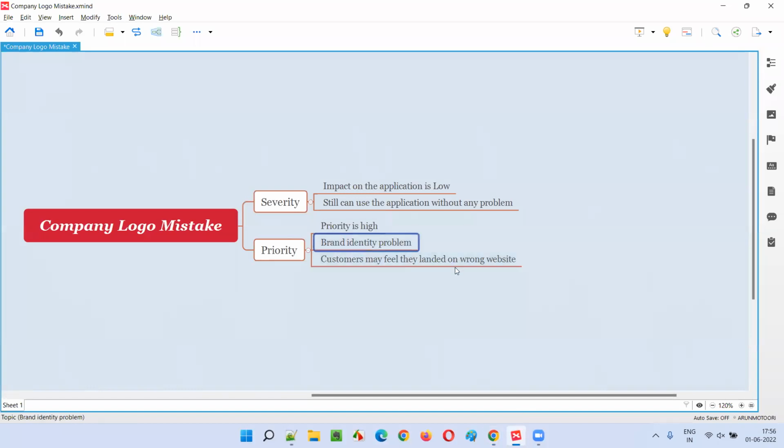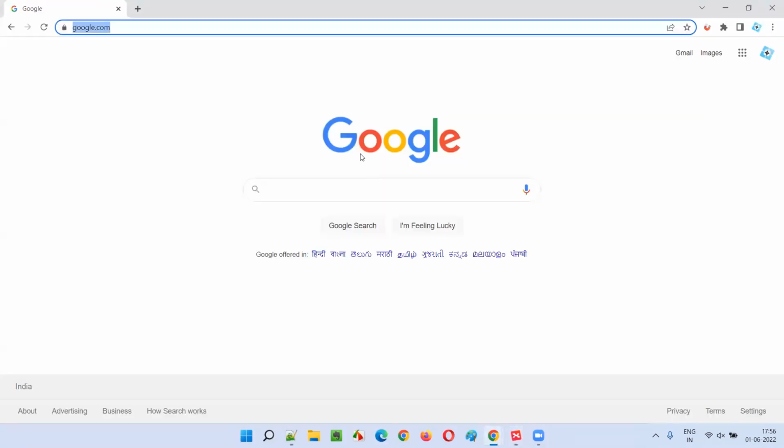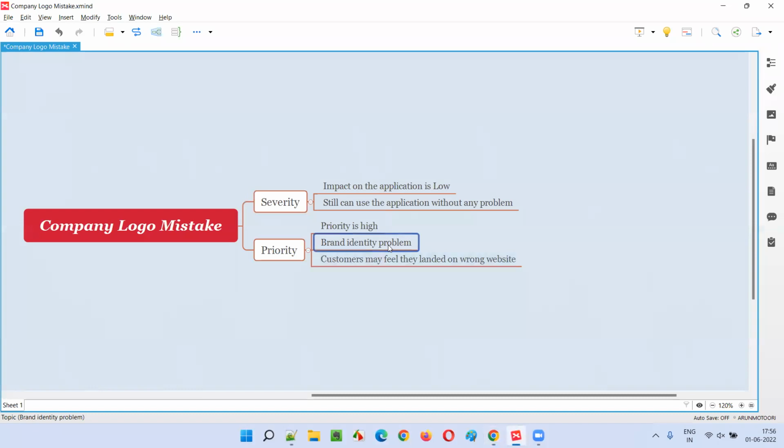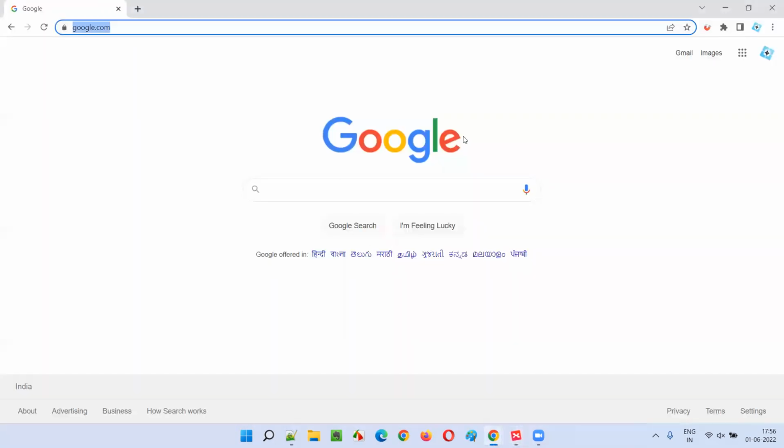So a brand identity problem will come. That means you will not be able to identify whether you are on a proper website or not. That is a brand identity problem, guys. So customers who are trying to Google search may feel that they landed on a wrong website. And also it will lose a reputation. Google will lose a reputation, guys.